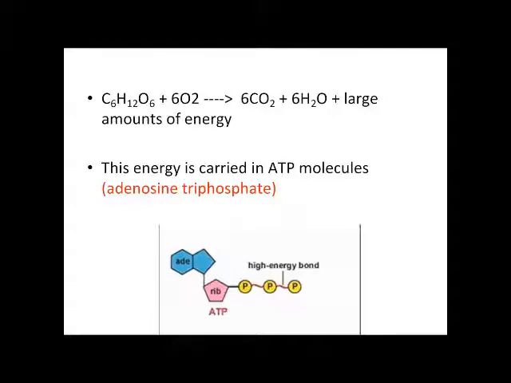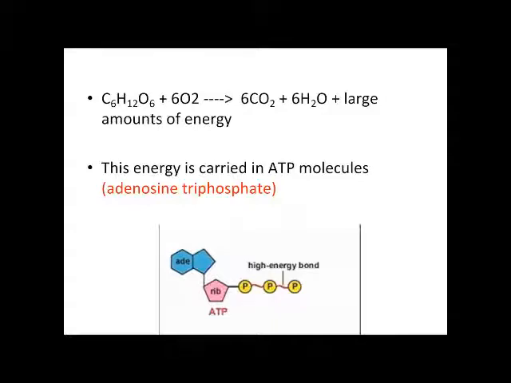So I've got 1 glucose plus oxygen. Remember in our definition, glucose plus oxygen makes a large amount of energy plus our waste products. Our waste products are carbon dioxide, which is excreted through breathing, and water, which isn't really a waste product because normally the water is recycled for other purposes. So this energy is carried in ATP molecules.